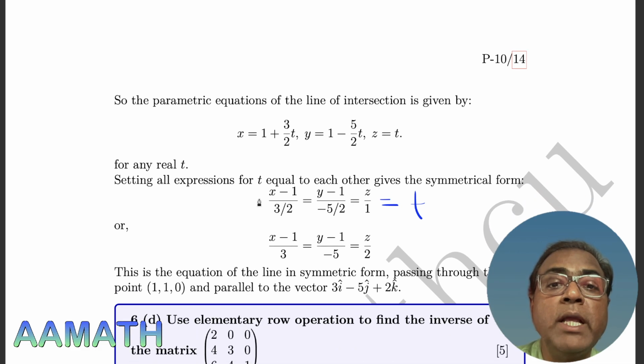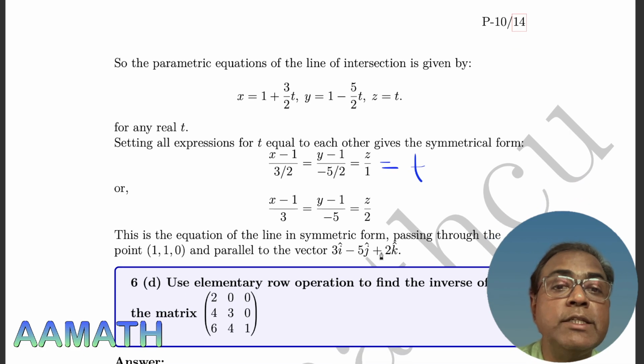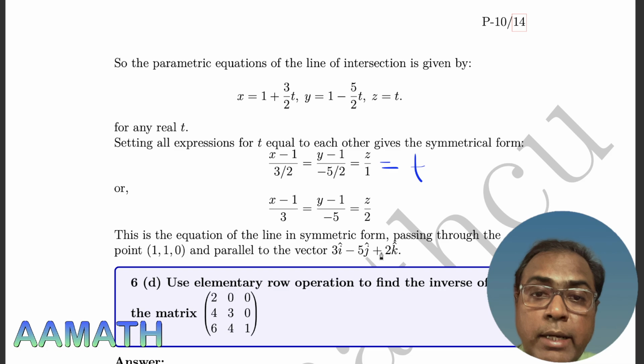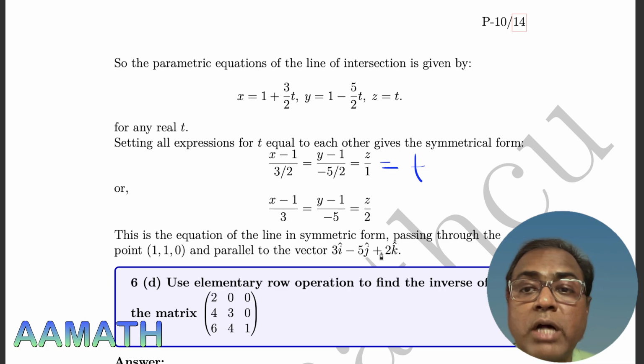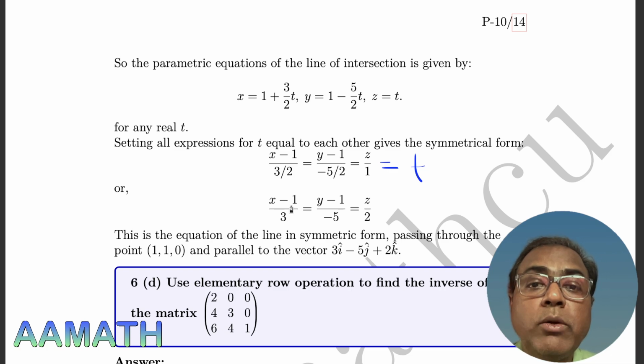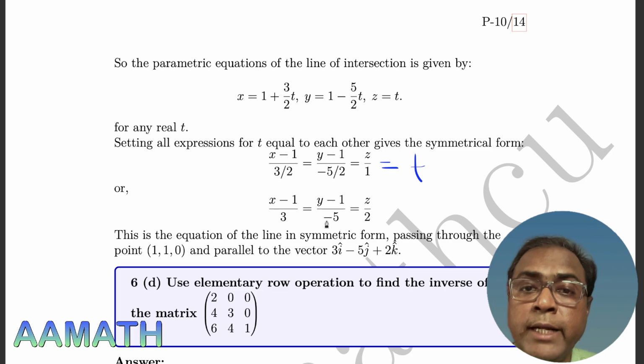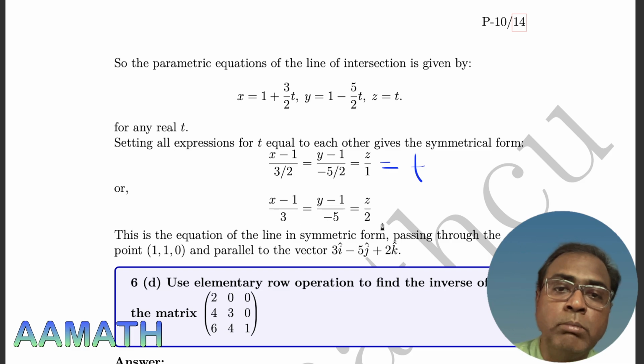So multiplying by 2, actually dividing by 2, here in the denominator multiplying the denominator by 2. So this 3, this minus 5, this 2, and this is the equation of the line in symmetrical form, passing through the point 1, 1, 0 and parallel to the vector 3i cap minus 5j cap plus 2k cap. Actually these are the direction ratios 3, minus 5, 2.